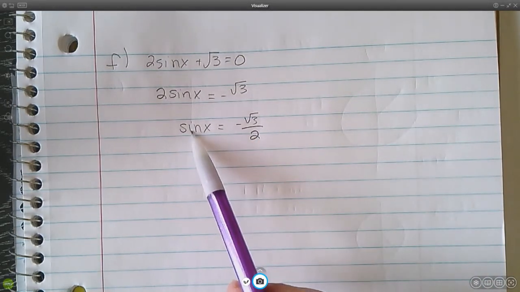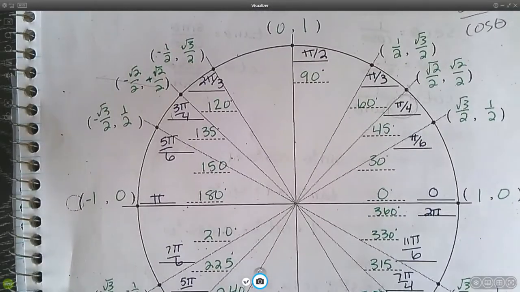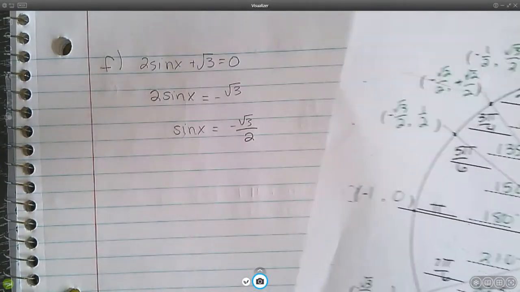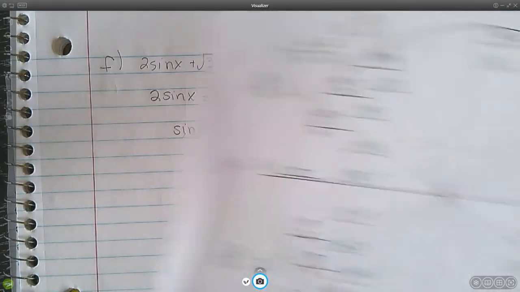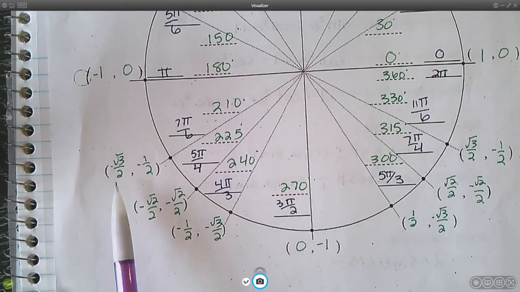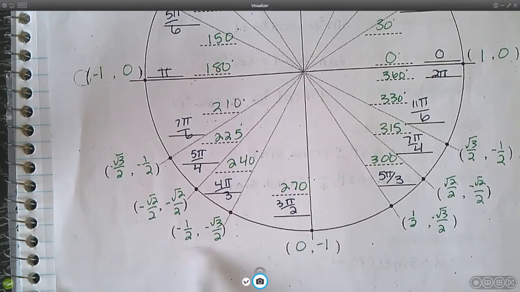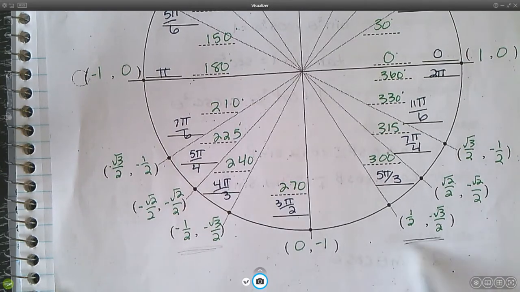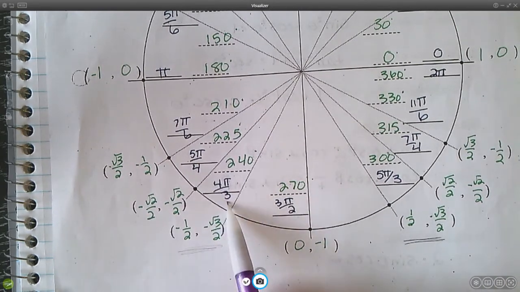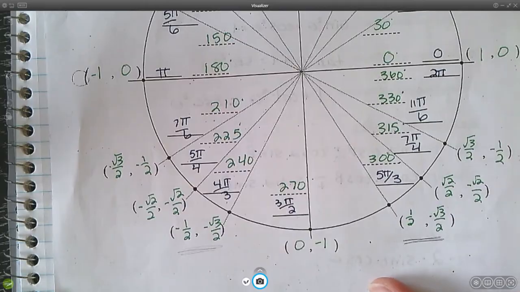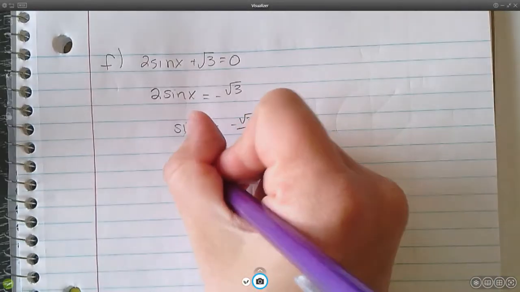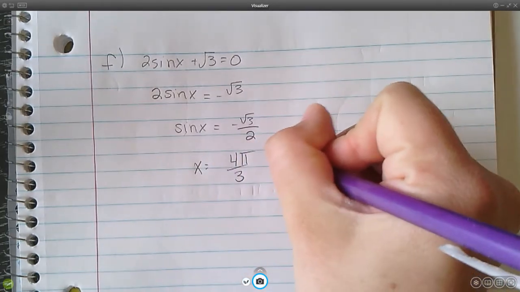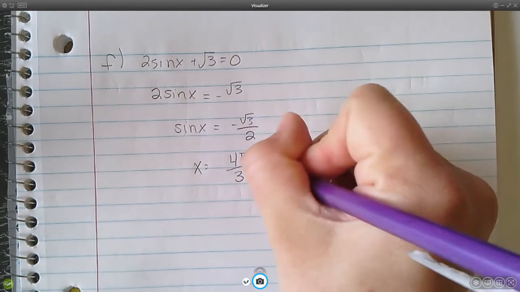We're talking about sines. We're talking about y. So here's our unit circle. You want to find where your y is negative square root of 3 over 2. So here's our y value, and our other one should be right here. So our answers are 4 pi over 3 and 5 pi over 3. So x equals 4 pi over 3 and 5 pi over 3.